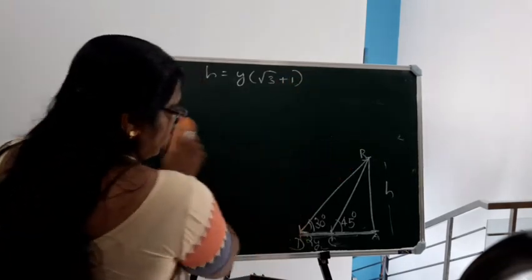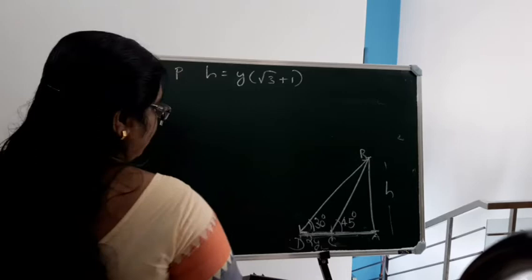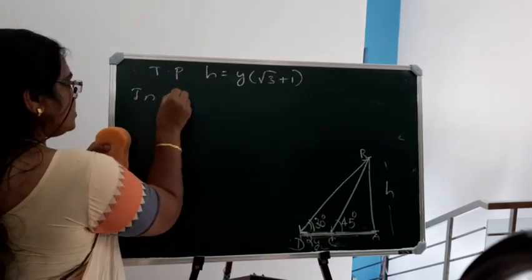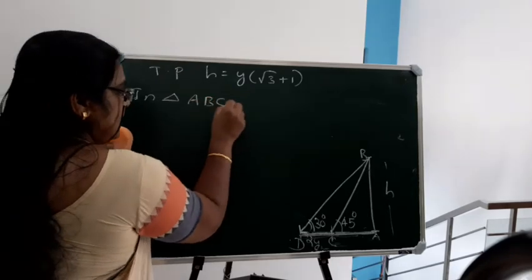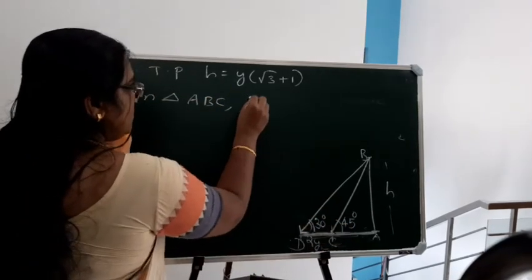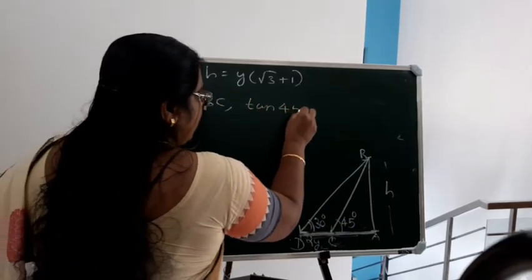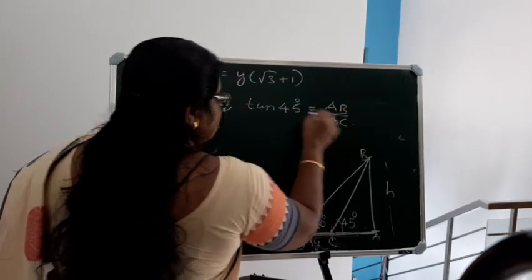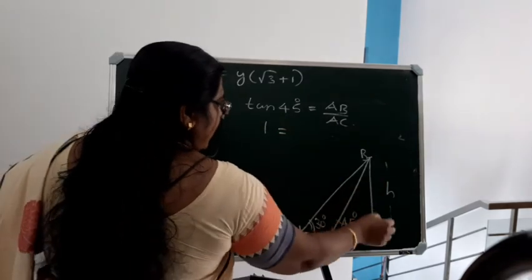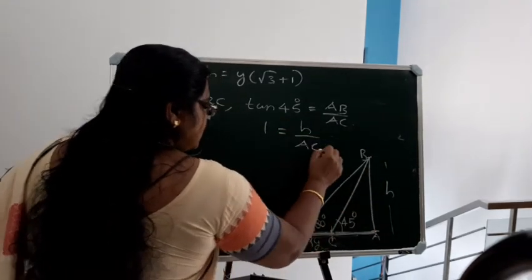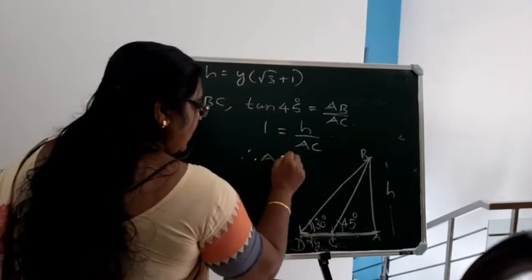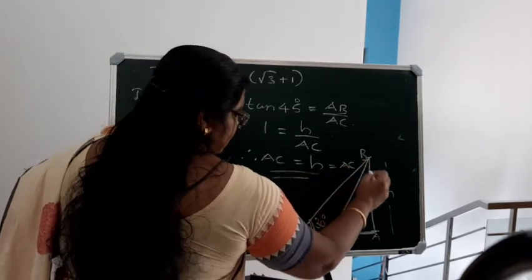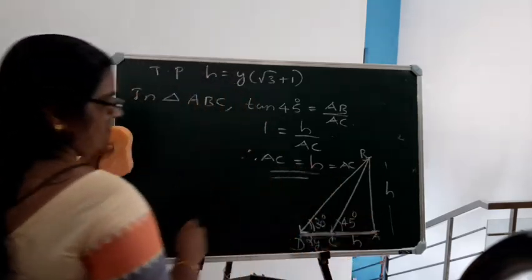So first we consider the 45 degree angle in triangle ABC. In triangle ABC, tan 45 degrees is equal to AB divided by AC. Tan 45 is 1, and AB is h by AC. Therefore, AB and AC are equal. AC is also h.